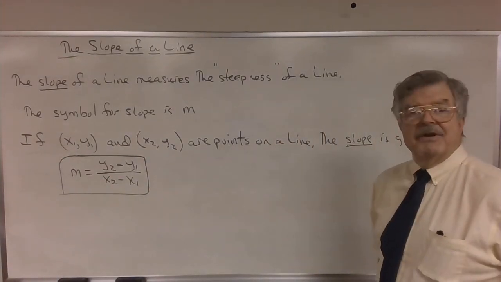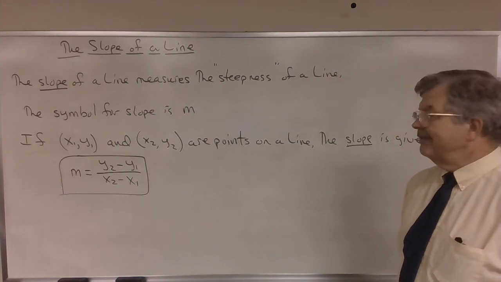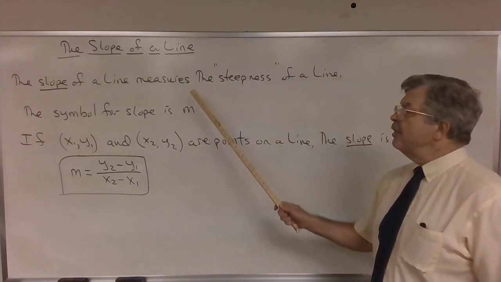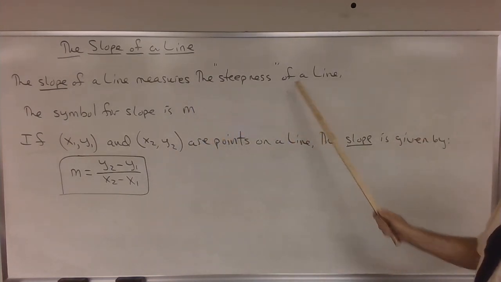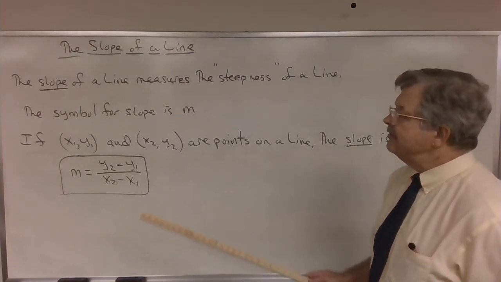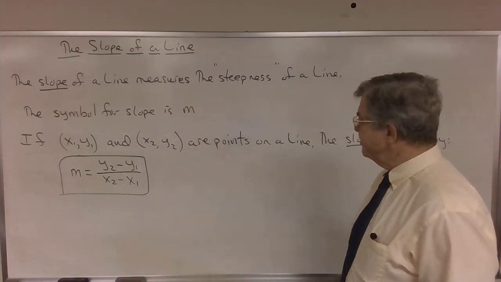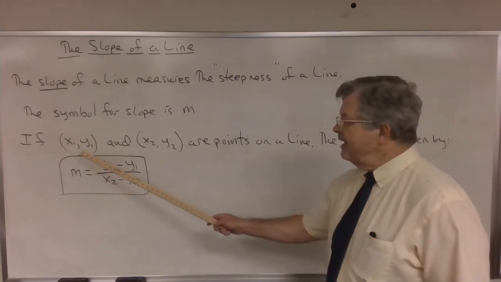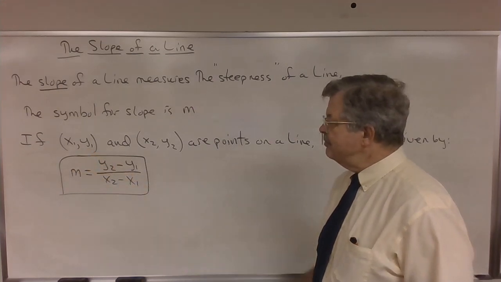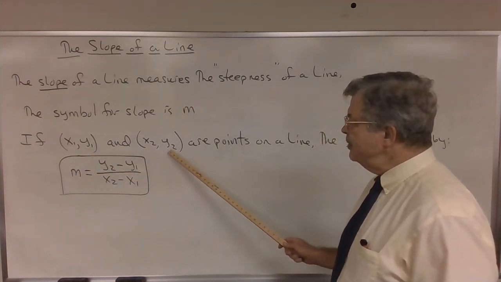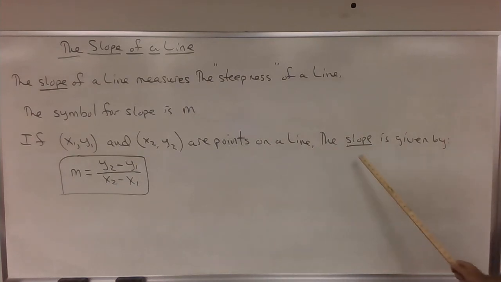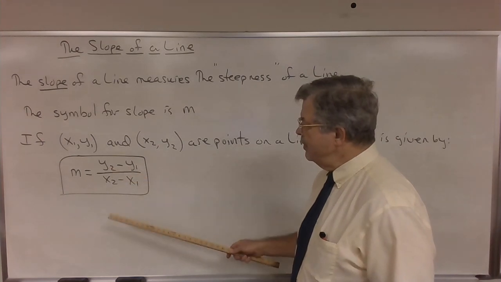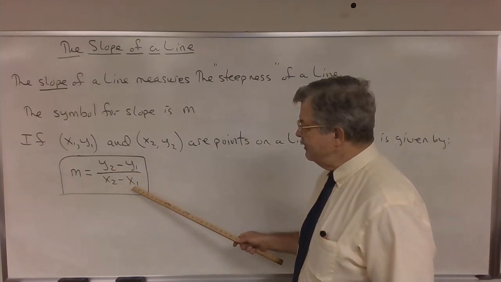It's inevitable when we're dealing with lines that we are eventually going to talk about slopes, so we might as well do it now. The slope of a line measures the steepness of the line, and the symbol for slope is m. And here's how we compute the slope. If x sub 1, y sub 1 is a point on the line, and x sub 2, y sub 2 is a point on the line, then the slope is given by y2 minus y1 over x2 minus x1.